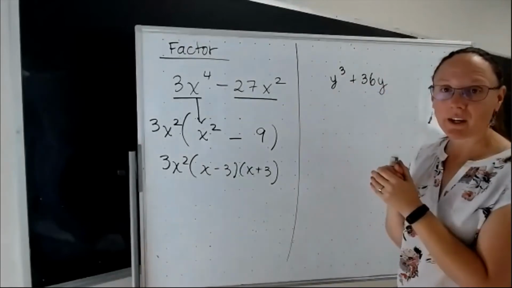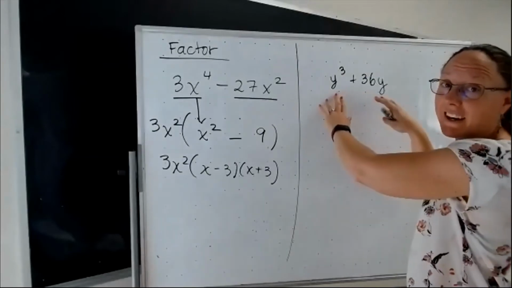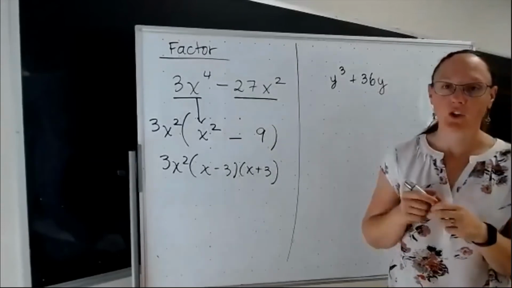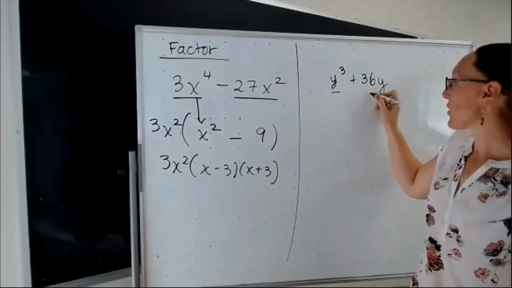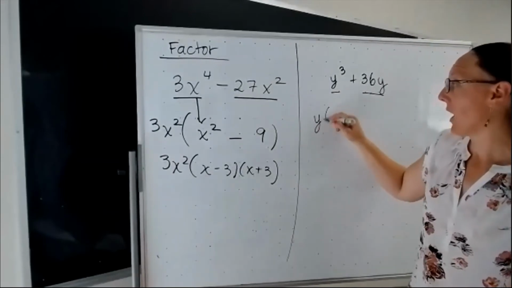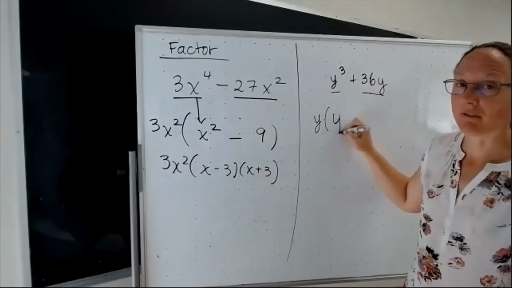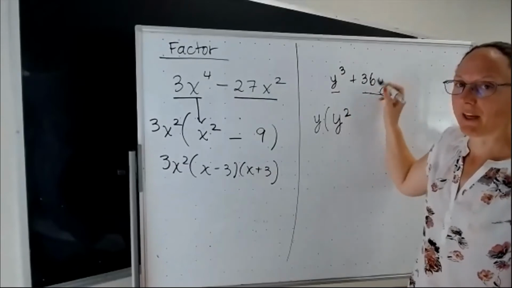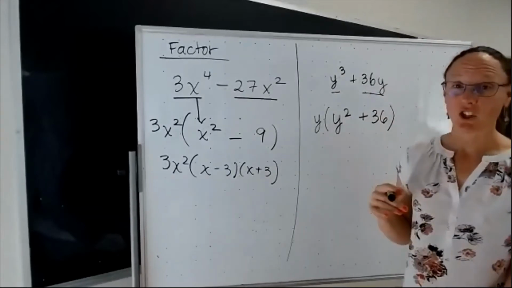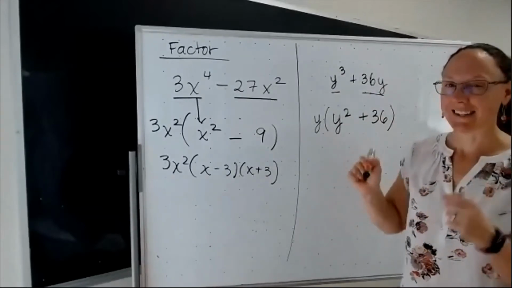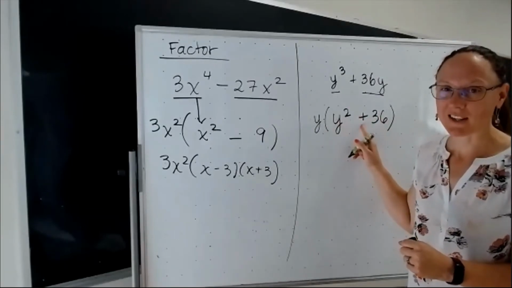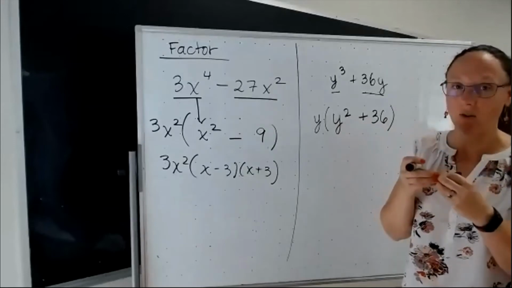Same kind of starting point here. I'm thinking about, is there something that these two have in common that I can factor out from both terms? And in this case, the only thing that they have in common is that y. If I factor out a y, then from the y cubed, I'm left with y squared, and from that 36y, I'm left with a 36. Then I do a quick check and say, does that factor more? And it doesn't, because even though these are both perfect squares, it's a plus, so I can't make those middle terms cancel out.